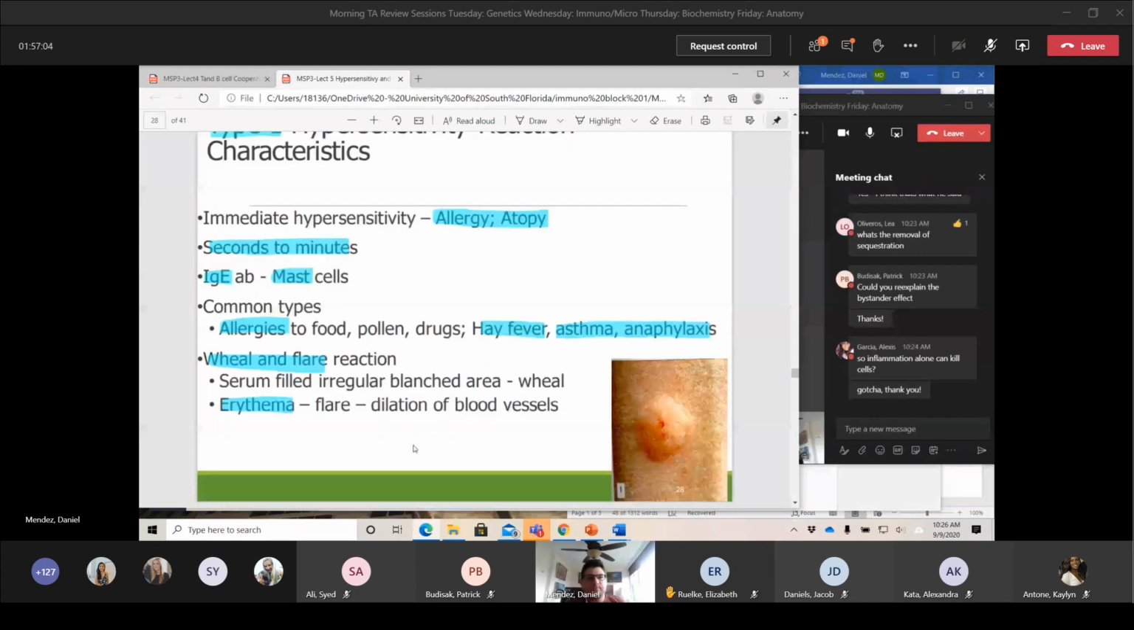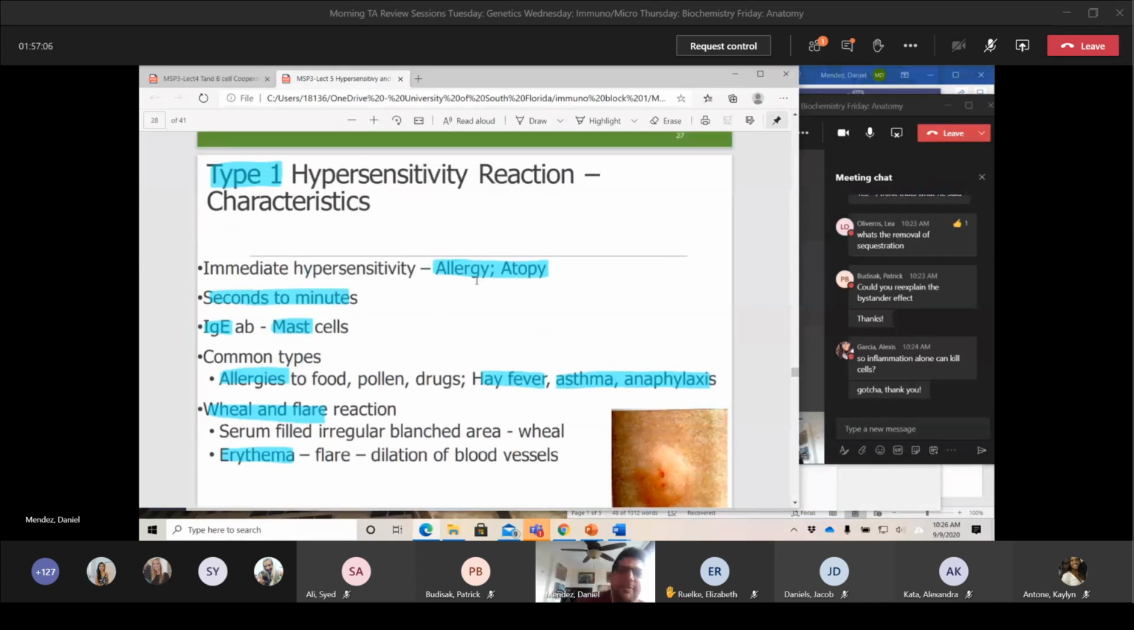So type one being your allergy. It occurs in seconds to minutes. This is your IgE. Remember, we've been saying nonstop that IgE is what causes allergies. So your IgE antibody binds to your mast cells.